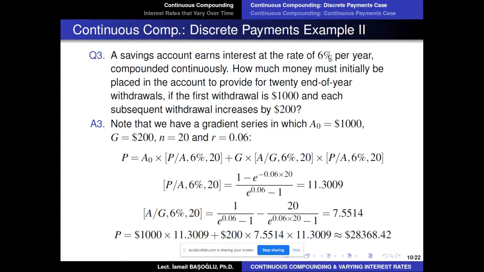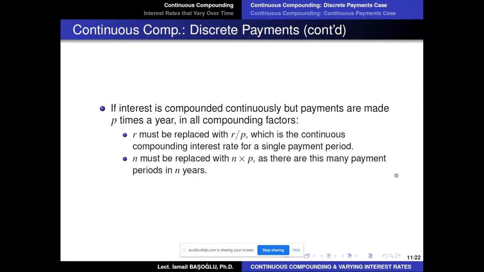Now, please try to solve the same question at home, but this time assume annual compounding, not continuous compounding. Under annual compounding, you will get a totally different value than this, because this time you are going to use the values obtained from the first table. If you use the regular compound amount factor formulations, again, you are going to get a different value. And in fact, in our future classes, we are going to focus on that as well.